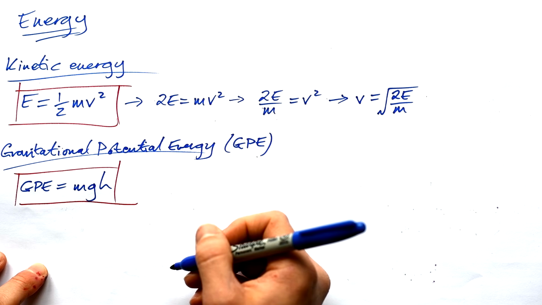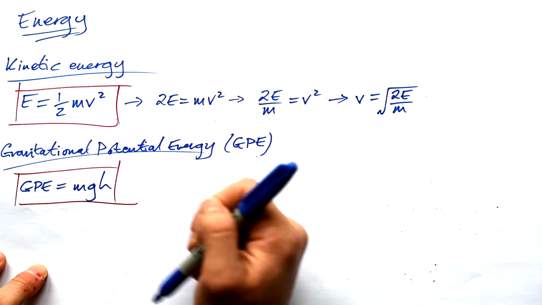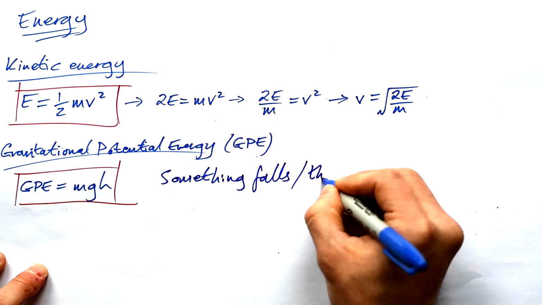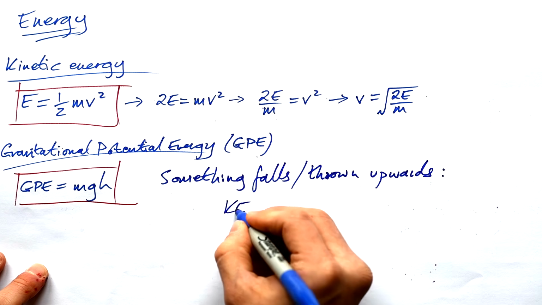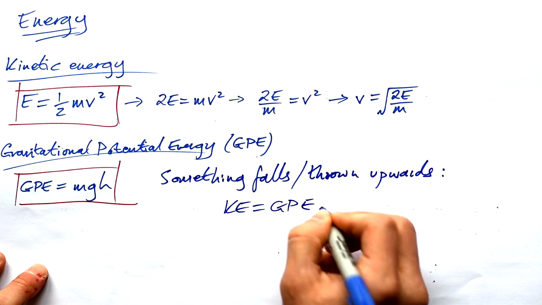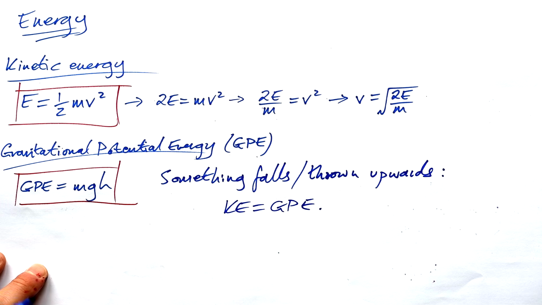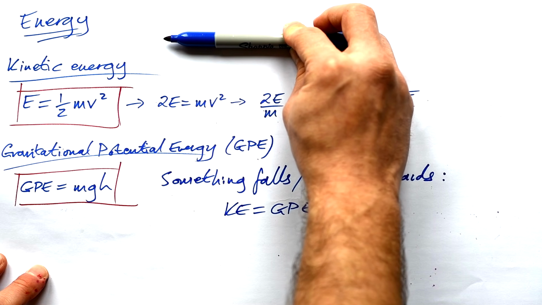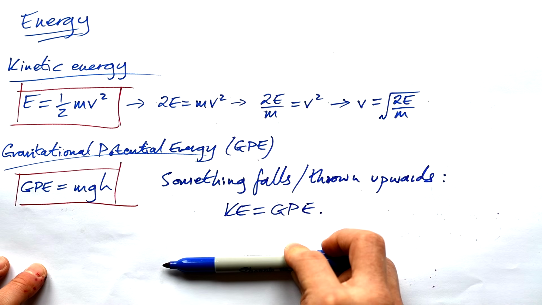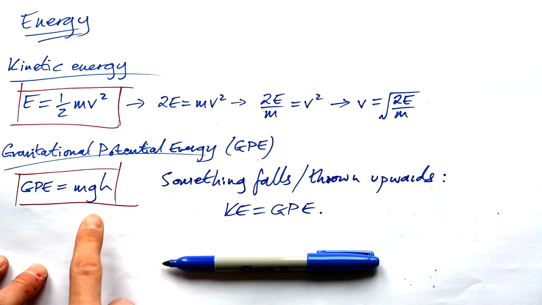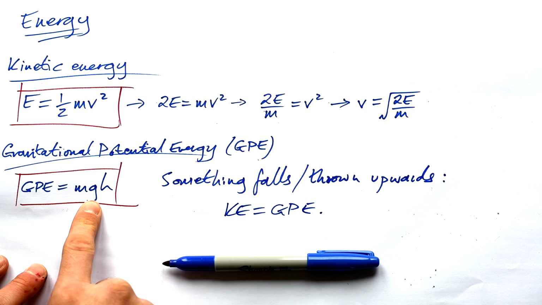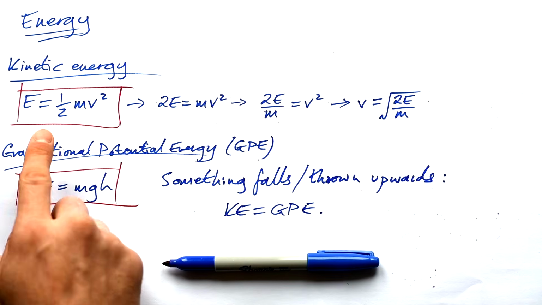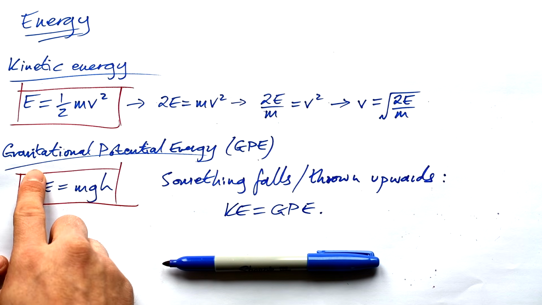Now, more often than not, you'll get given a question where you have to equate these two things together. What do I mean by that? So if something falls or it's thrown up, we can say that KE equals GPE. Quite often that'll be the way it goes. You might be asked to find out what the GPE of something is at the top of a roller coaster, let's say, and then by the time it falls, what is the speed? Well, if you found your GPE, then you can say that that is equal to the kinetic energy at the bottom because all its GPE is gone. So we now end up with just half mv squared.